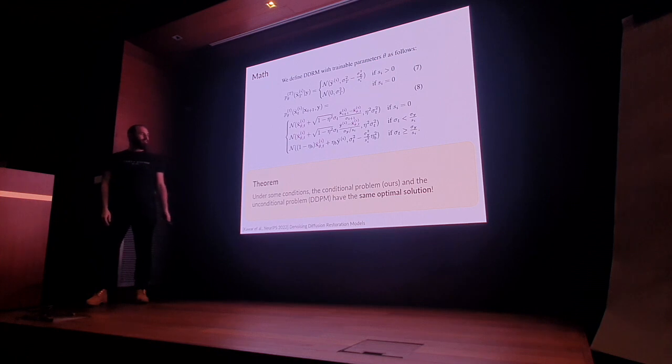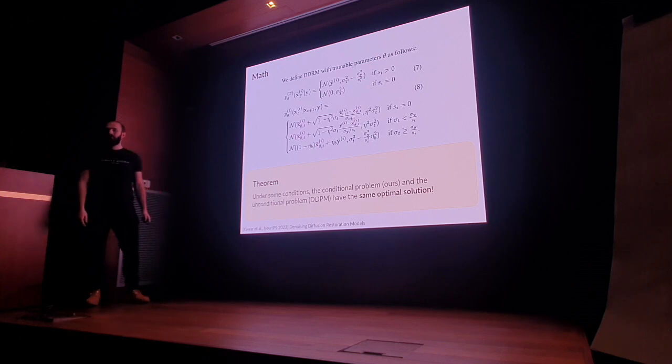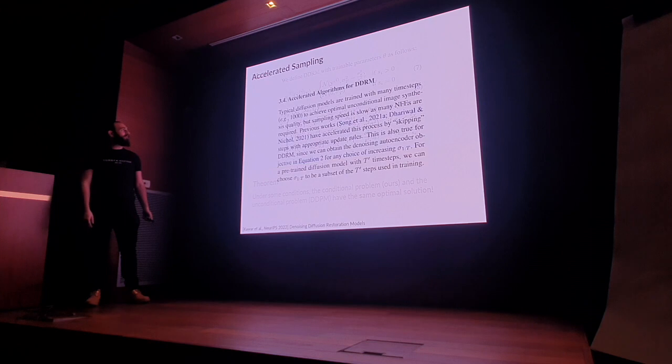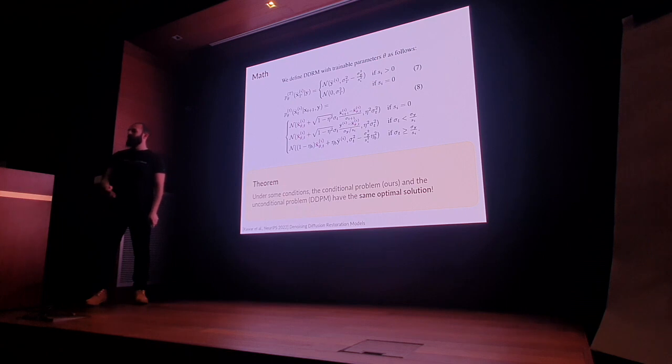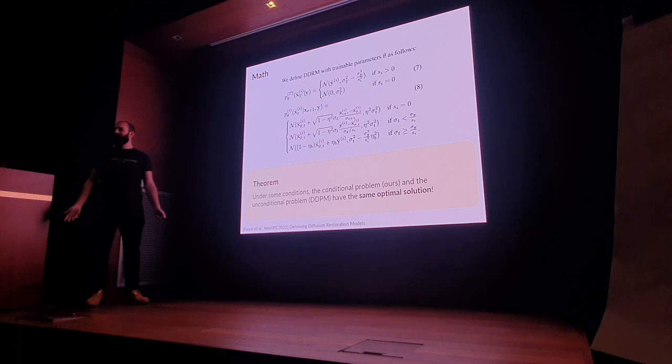Right, and we do have some hyperparameters here, eta and eta b, which of course their choice affects the performance of our model. But the nice thing about DDRM is that we found that we just picked one set of values for the hyperparameters, and they work well across every inverse problem that we tested for.